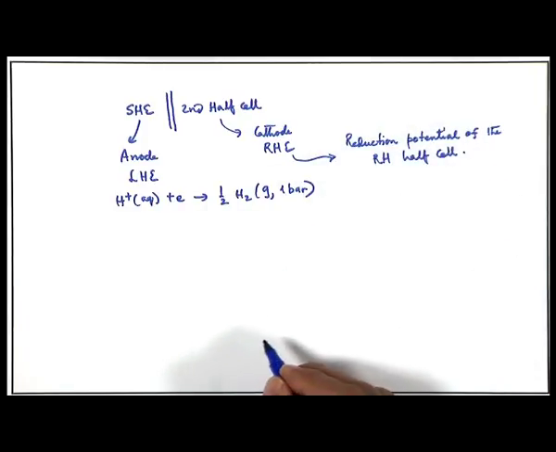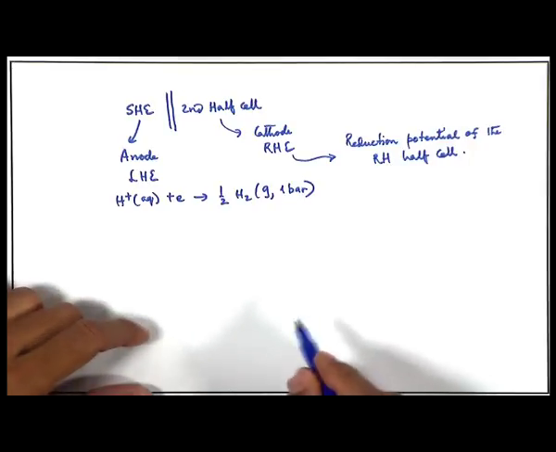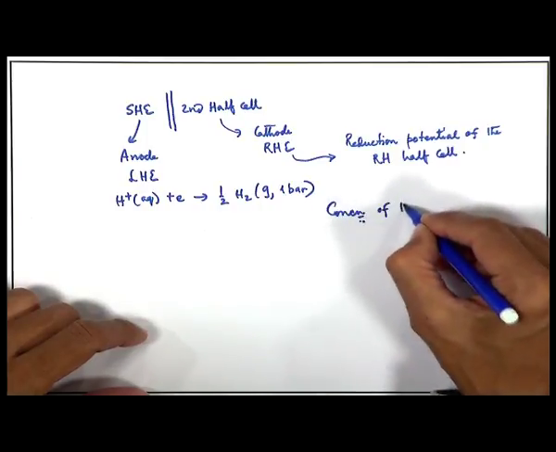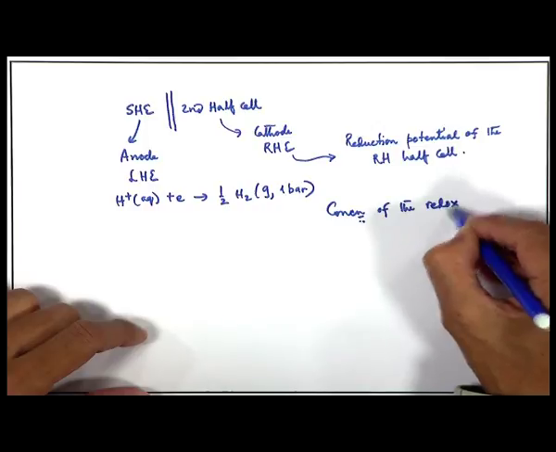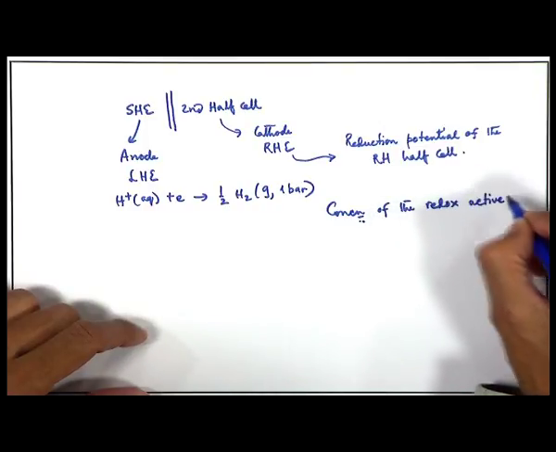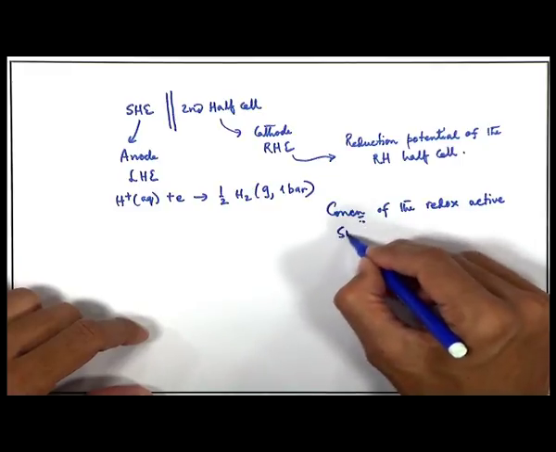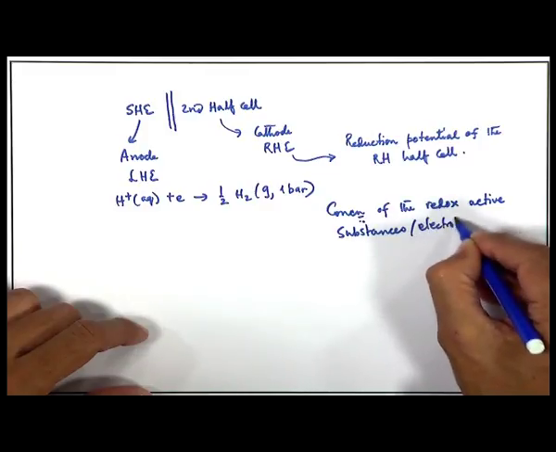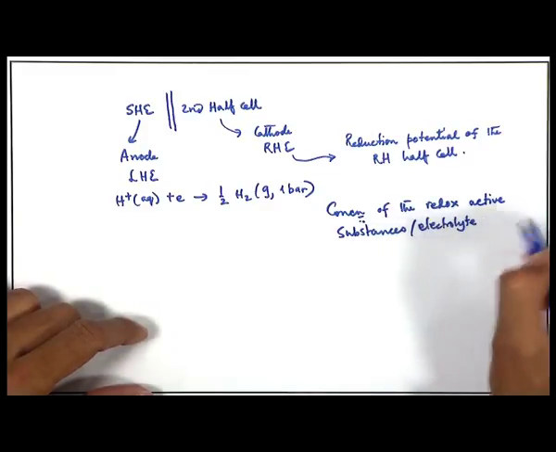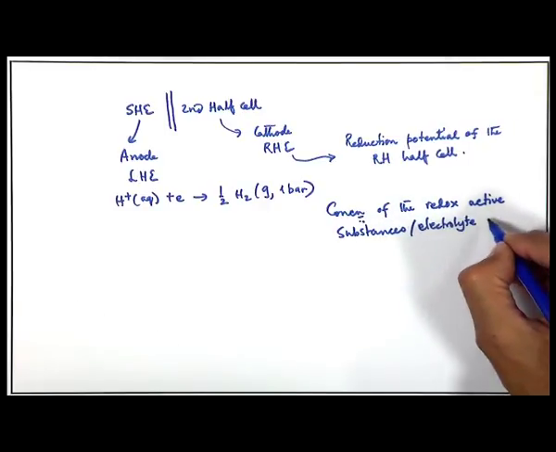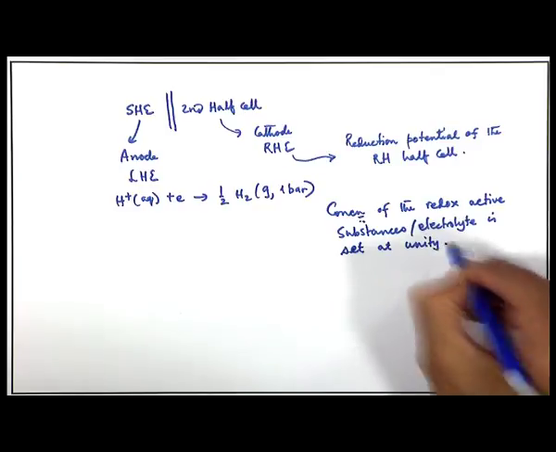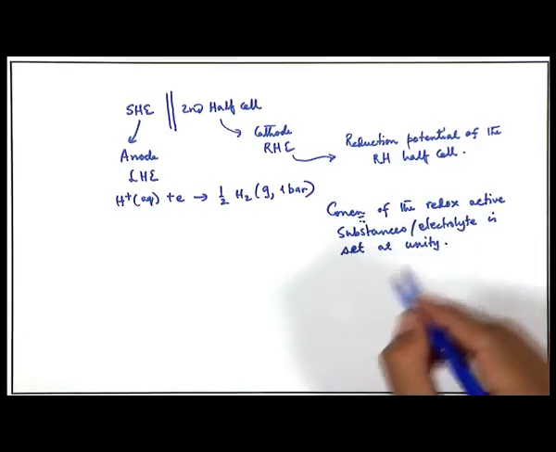In this case, the concentration of the redox active substances, or electrolyte associated with the electrode, is set at unity.